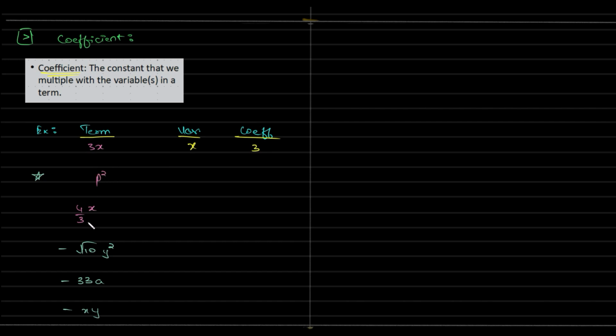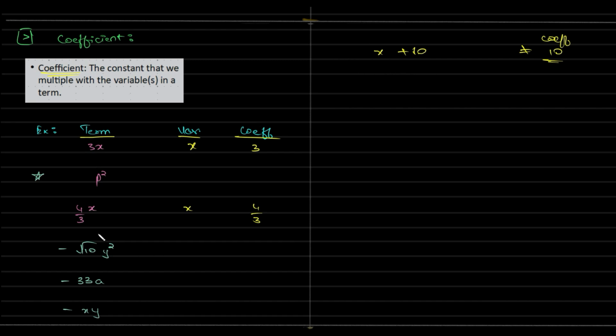I'll do the second question later. Let me do the third one first. So 4x by 3. What is the constant and what is the variable over here? x, right? And what is the constant? 4 by 3, and this is being multiplied with x. So this is the coefficient. Remember, it has to be multiplied, or divided also is fine, but it's not about addition. So here the coefficient is not equal to 10. It's actually something else.